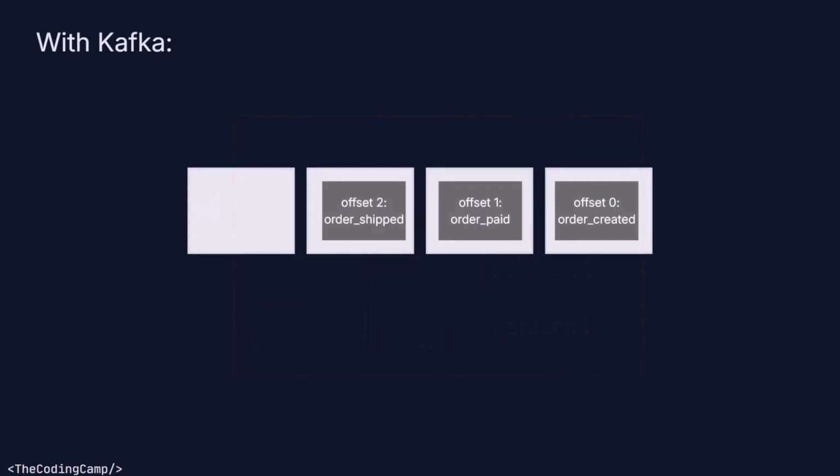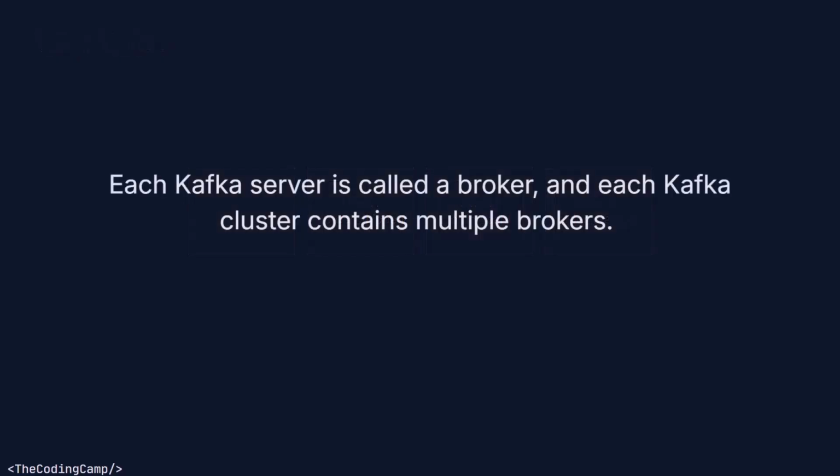Every message inside a partition gets a unique number called an offset, and consumers track offsets to know what they already processed. Each Kafka server is called a broker, and each Kafka cluster contains multiple brokers.